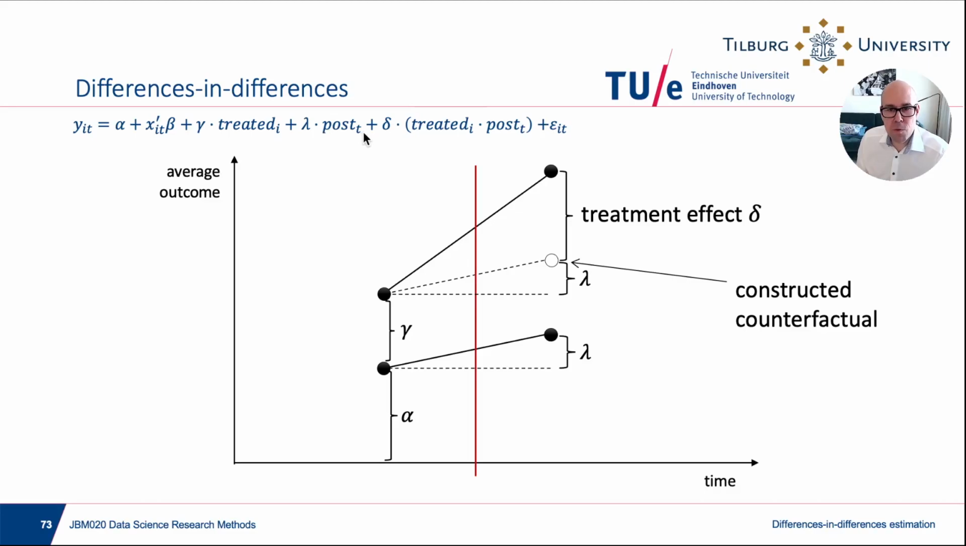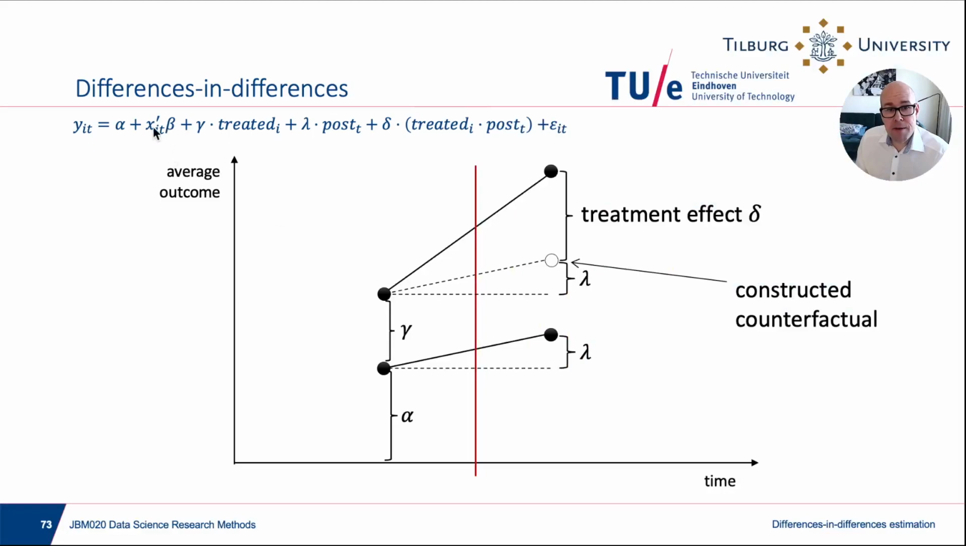Post is equal to 1 and treated is equal to 0, so I'm going to have alpha plus lambda. Lambda is here, plus alpha, so it's all correct in this figure. So again, alpha plus lambda. And now let's look at the treated.